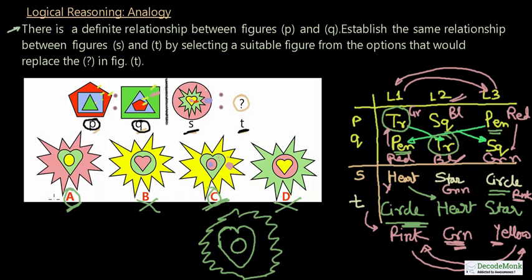So you can see out of these two options, option C is the right answer. So option C is the right figure. In this particular question, we have found the relationship between figure P and Q, how figure pattern changes and the color changes, and similarly we have arranged the same pattern for S and figured out the figure T, which comes out to be option C.